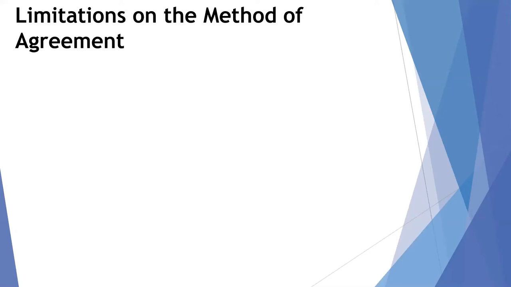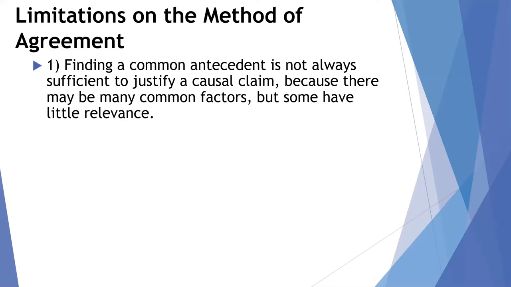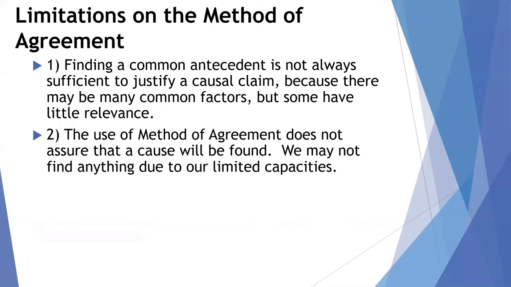There are clearly limitations on using the method of agreement, and we'll consider five of these. One, finding a common antecedent is not always sufficient to justify a causal claim. There certainly were other things that were similar when Jared woke up with his sore neck that we didn't list. Many of those we recognize as very unlikely to have any role in causing the sore neck. But often we're in a situation where we don't know that. There might be many common factors and some just have little relevance.